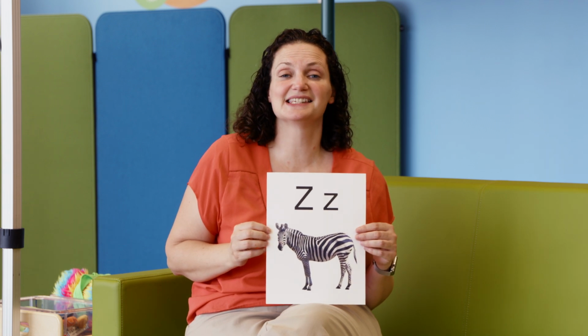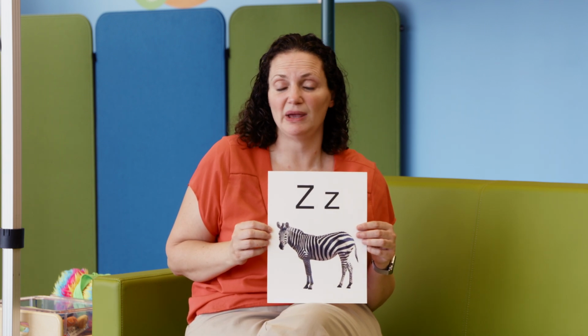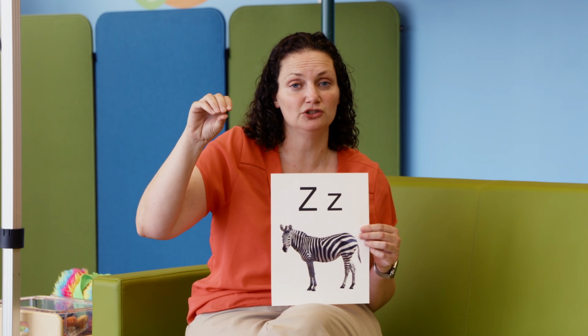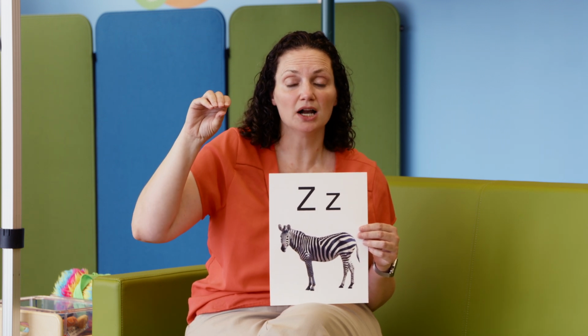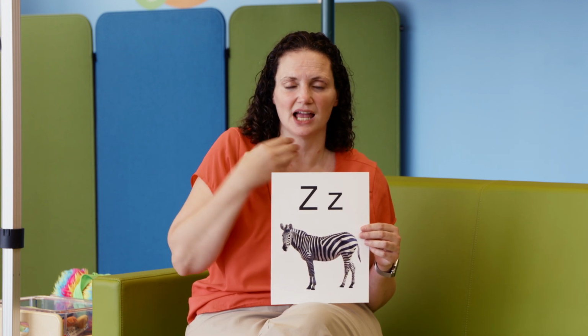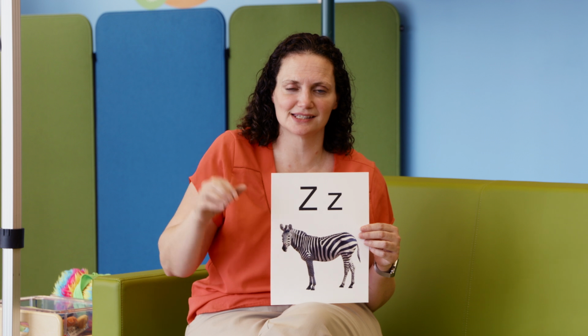And the last sound is Z. You make this sound just like the S sound. You take your tongue and put it really close to the alveolar ridge and produce air. S. And then you turn your vocal folds on for the Z. And that's it. That's all for our alphabet sounds.